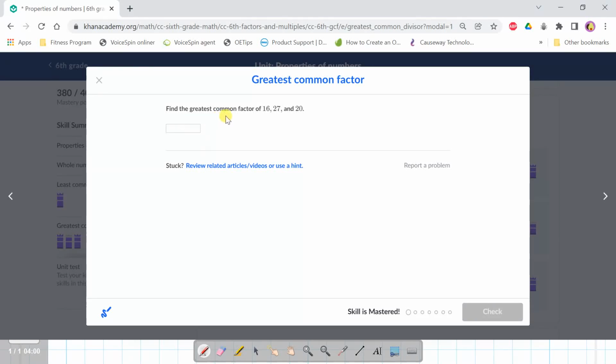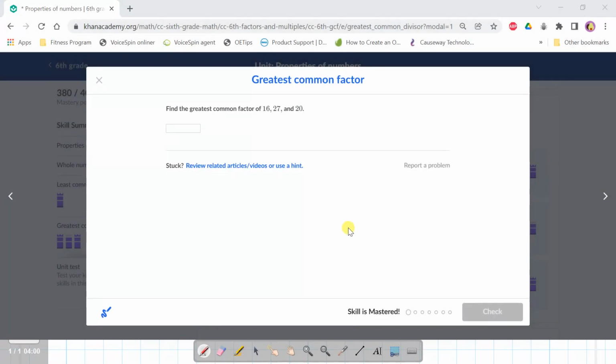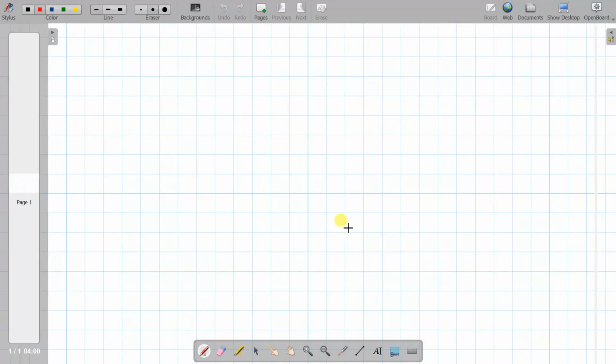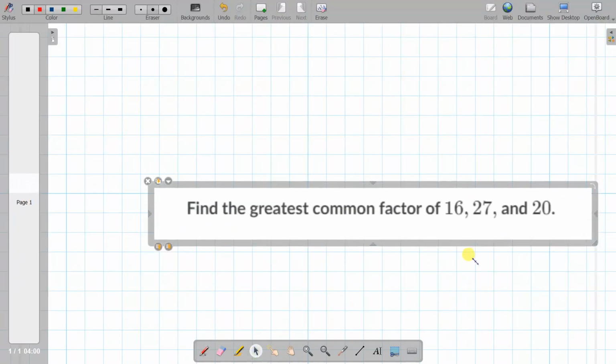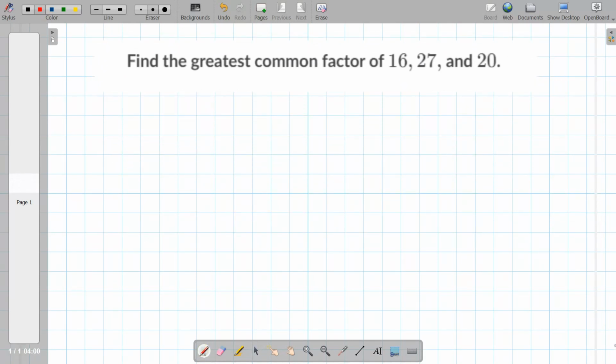Find the greatest common factor of 16, 27, and 20. So let me copy the question to the board. Okay, so I will break down each number to its prime factors.